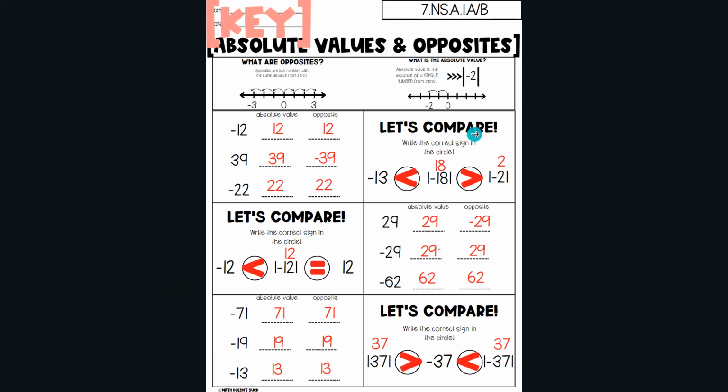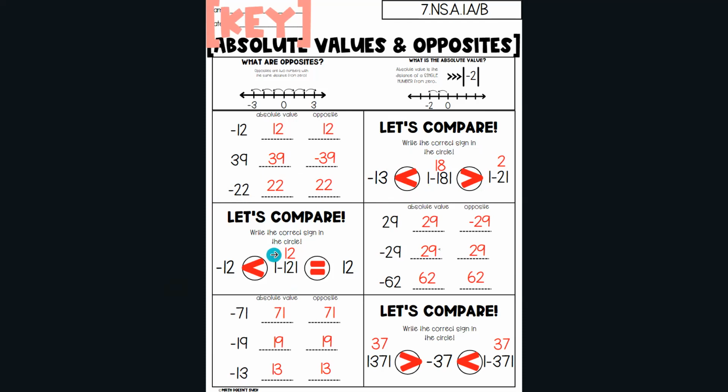When we're comparing, we want to make sure that we're writing the absolute value to help our brain make connections with what number we're really comparing. So the absolute value of negative 18 is 18. The absolute value of negative 2 is 2. So negative 13 is less than 18, which is greater than 2.